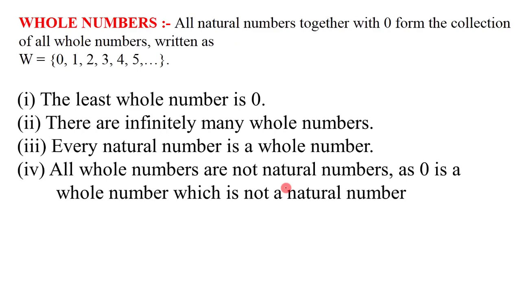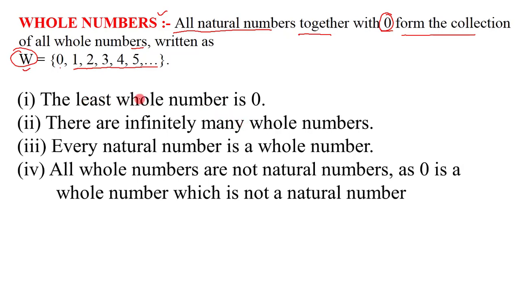Let us discuss the next set of numbers, that is whole numbers. Whole numbers means all the natural numbers together with 0. All the natural numbers together with 0 form the collection of whole numbers. If you observe, this part represents the natural numbers, and if you add 0 to these, you will get the set of whole numbers. The set of whole numbers is denoted by W.